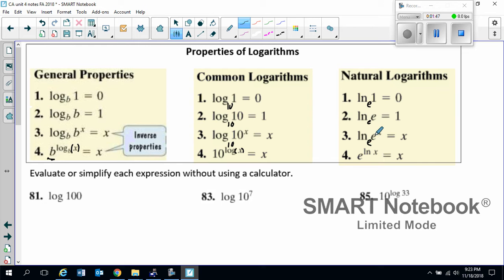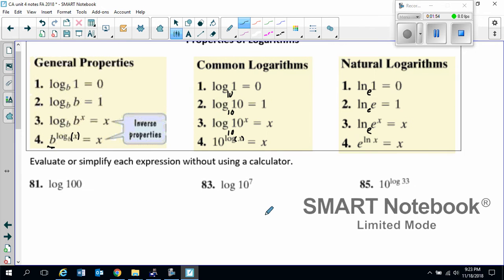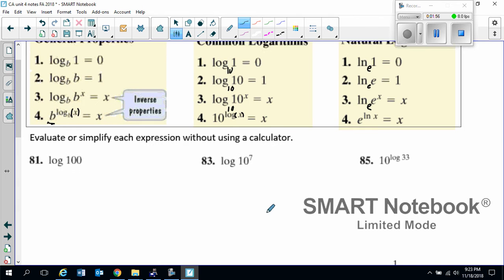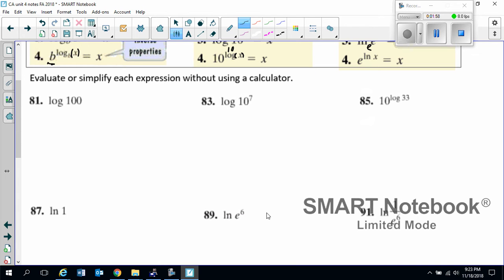Okay, so what we're going to do is take the shortcut by using some of these properties to make life a little bit easier. Looking at this first one, once again, we want to do this without a calculator. So if you're looking at this first one right here, you probably know what the answer is. 10 to the power of 2 is going to give you 100. That's what the answer is.